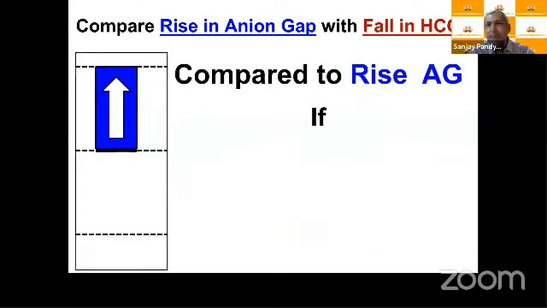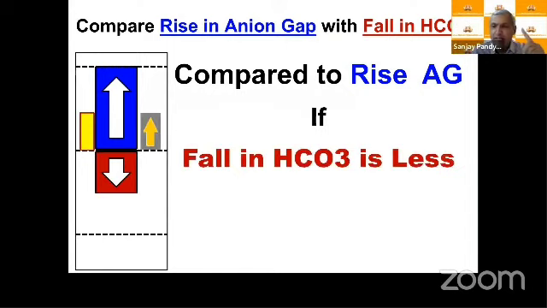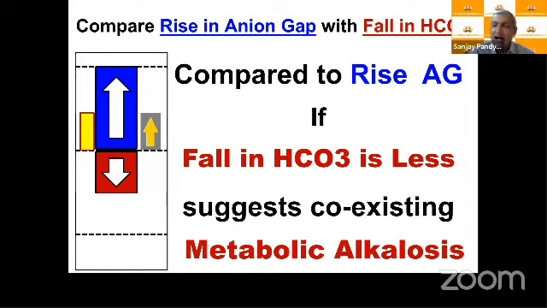But if, as compared to rise in anion gap, see, rise in anion gap is this much, and as compared to that the fall in bicarbonate is less, we are expecting that rise in anion gap and fall in bicarbonate should be similar. But if the bicarbonate fall is less, that means there is a disorder which adds bicarbonate in the patient's value. And which disorder adds bicarbonate? The answer is that it is metabolic alkalosis.